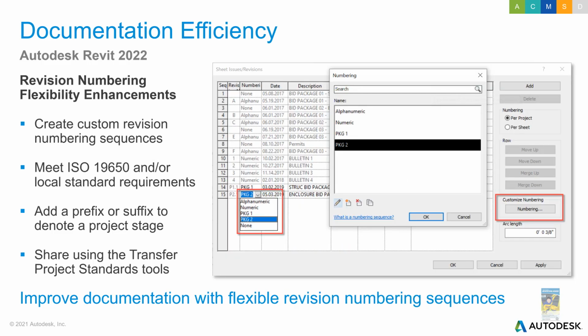Revision numbering has been updated so that you can actually create custom revision sequencing. It meets ISO 19650 or local standards. It has a prefix or suffix addition to denote a project stage. You have share using the transfer project standards tool as well.